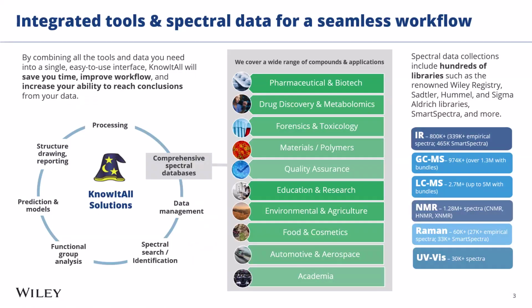Customers of KnowItAll gain access to all of these tools in one package. So that is tools for processing, structure drawing and reporting, predictions, a functional group analysis, spectral searching, and data management, as well as access to our comprehensive spectral library collections. And we offer spectral libraries for the various techniques, including IR, GCMS, LCMS, of course, NMR, Raman, and UV-Vis, just highlighting that the NMR collection is over 1 million spectra.